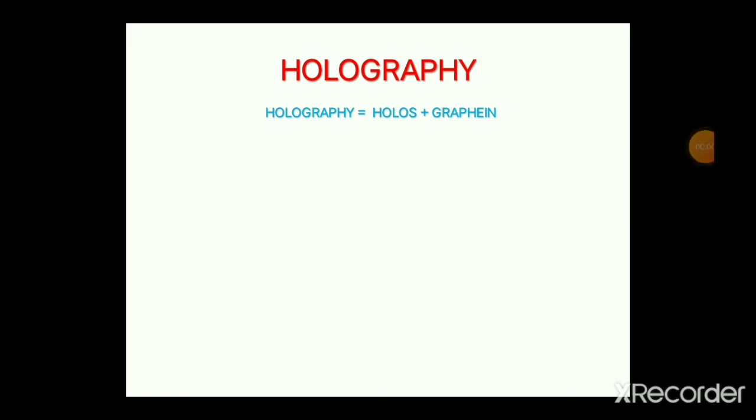Holography. Holography is a method of creating a three-dimensional image of an object on film by encoding not just the intensity but also the phase information of the light striking the film.